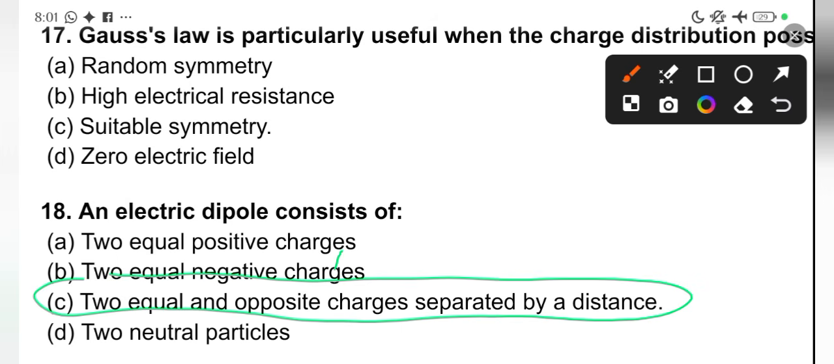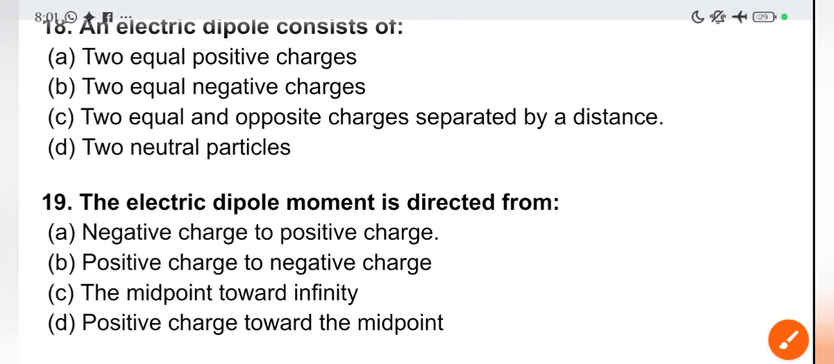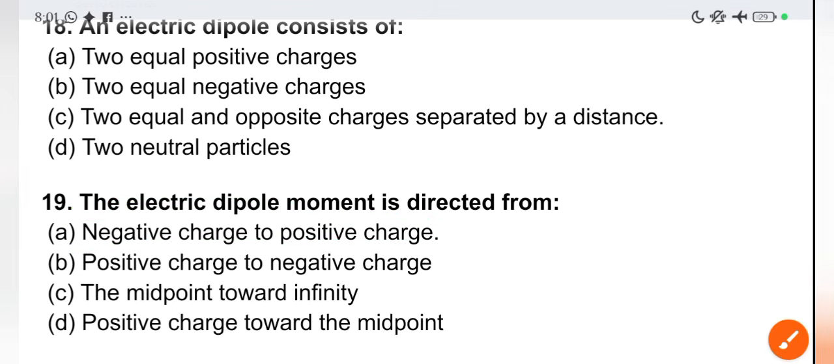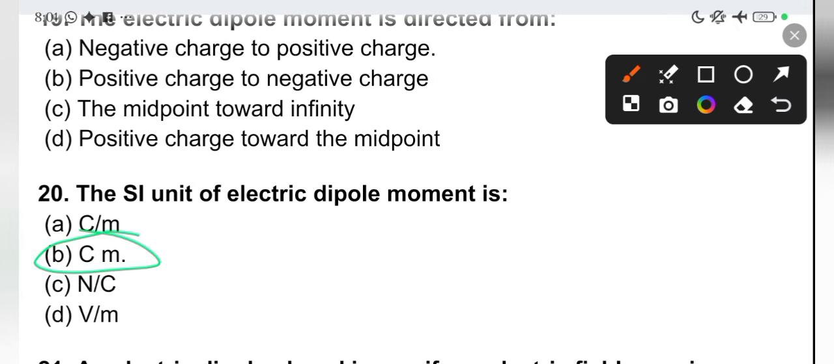An electric dipole is basically 2 charges. These charges must be opposite charges, and they must be equal, and they must be separated by a distance. That is a dipole. As simple as that. The electric dipole moment is directed from the negative to positive. Alright, so the SI unit of electric dipole moment is coulomb meter.